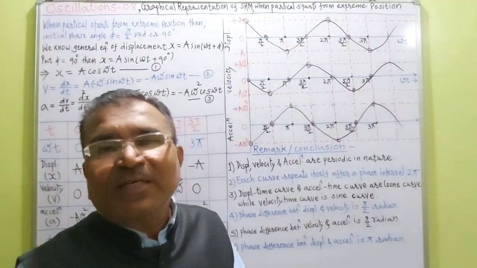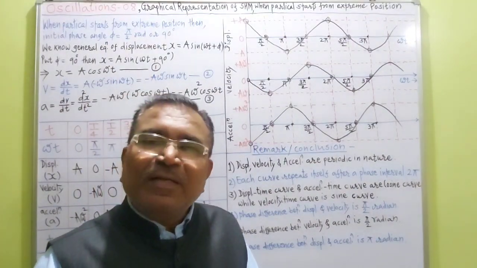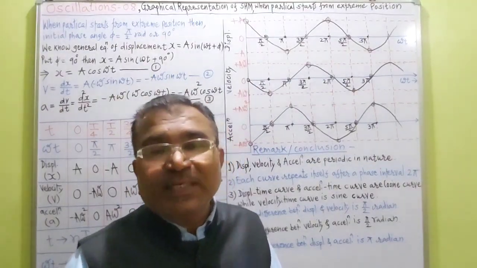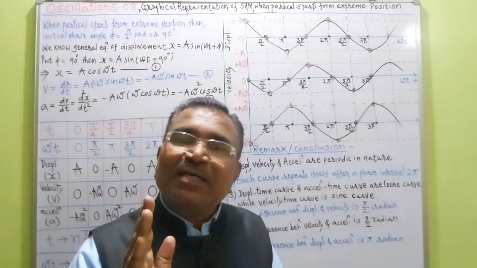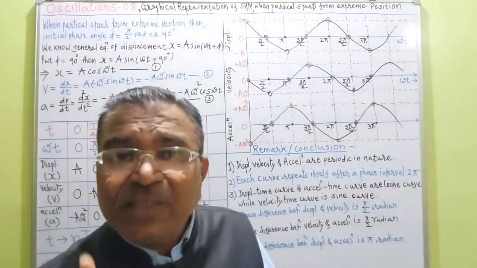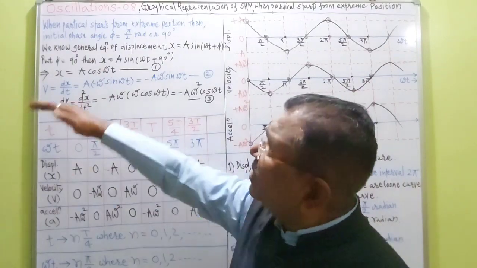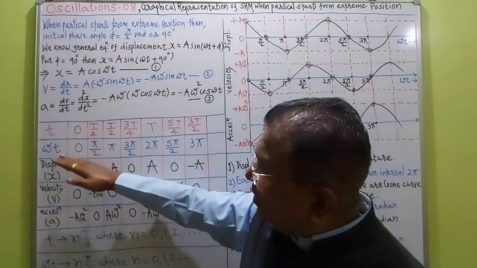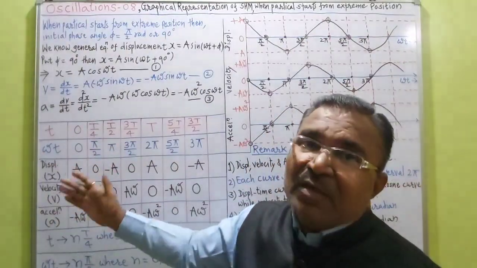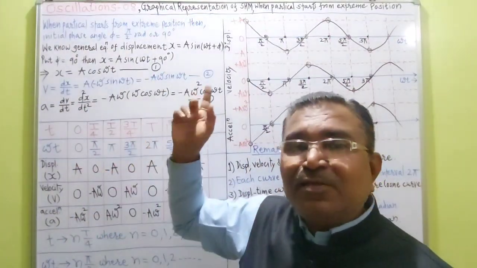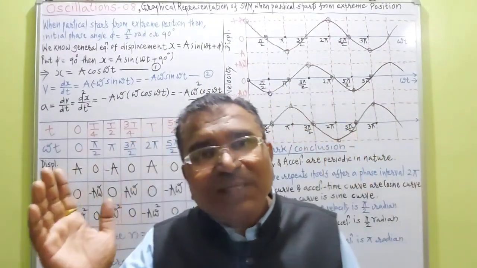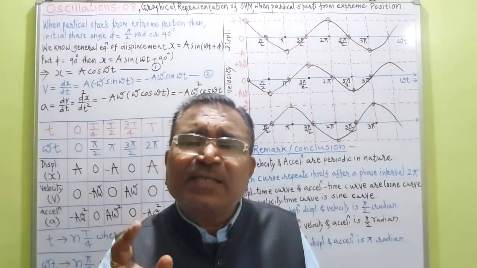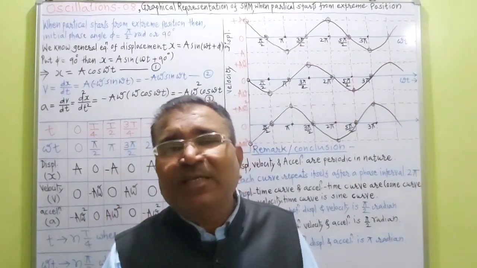So in this way we prepare the question, explain the graphical representation of SHM when the particle starts from extreme position. Remember well dear students, prepare the 3 equations at first. From 3 equations, prepare the observation table. From the observation table, draw the graph, and from the graph, write the conclusion. This is the very simplest and easiest way of the teaching learning process.